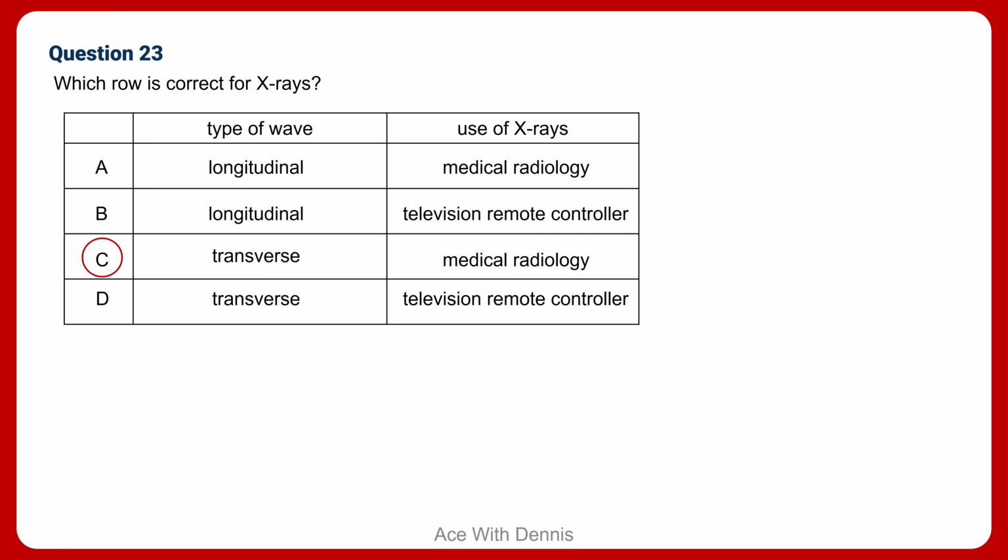The answer is C. It is a transverse wave and the use of X-rays is in medical radiology. So remember, X-ray is in the electromagnetic spectrum, which is a transverse wave, and the use is in medical radiology. For television remote controllers, we use infrared. Hence, the answer is C, transverse wave, and use in medical radiology.